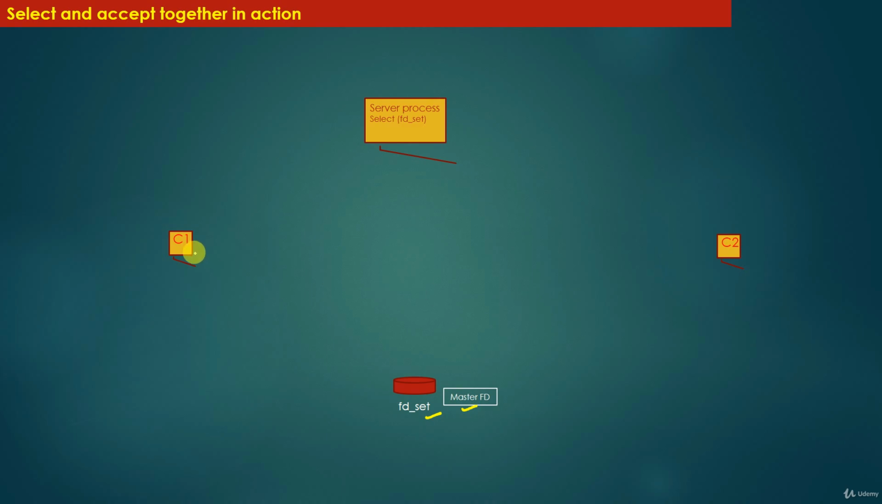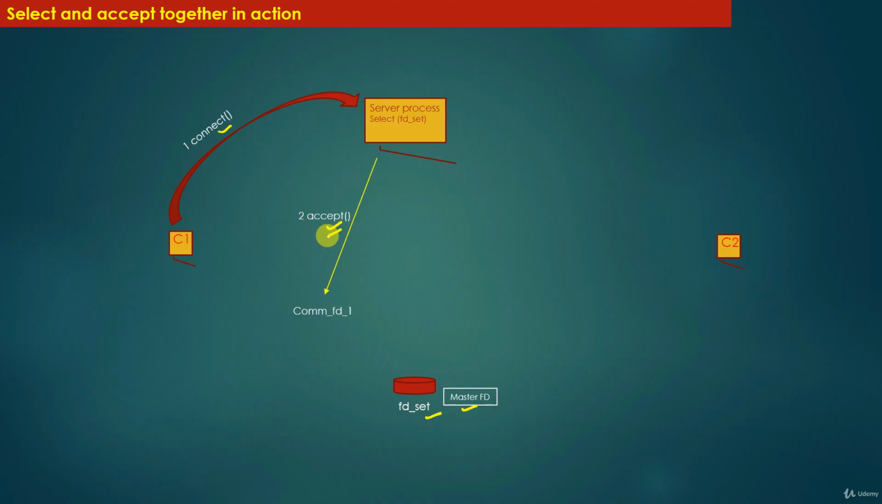Now suppose the client C1 wants to carry out communication with our server. So the client C1 sends the connection initiation request to our server by invoking the connect system call. As soon as the server detects that it has received the connect request, the select system call of the server will get unblocked. Since the server is unblocked because it has received the connection initiation request from a new client, the next step that the server will do is to invoke the accept system call.